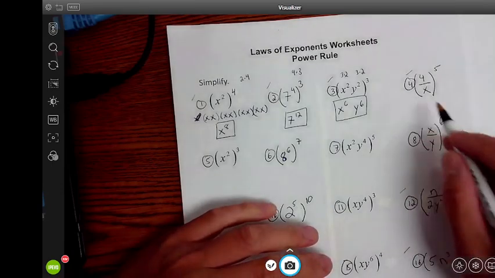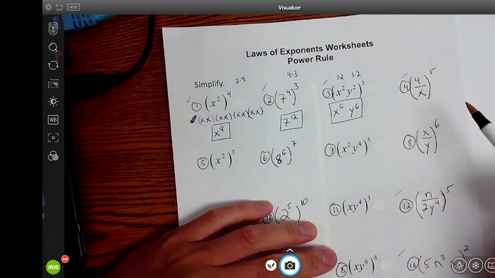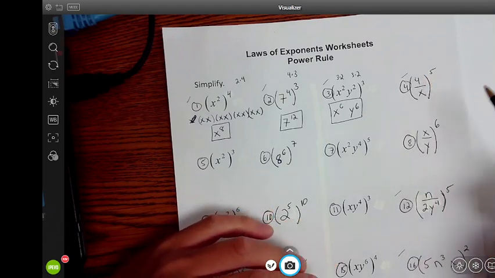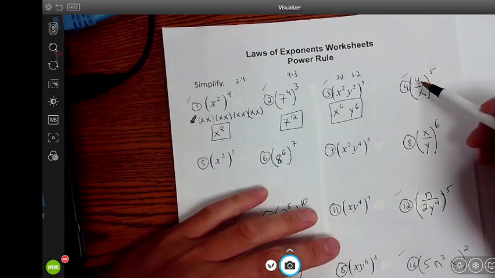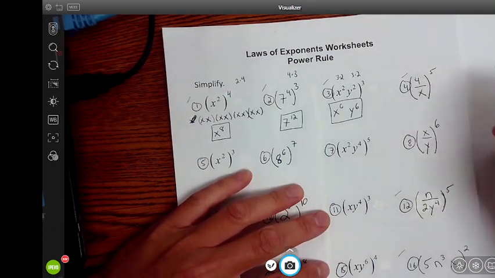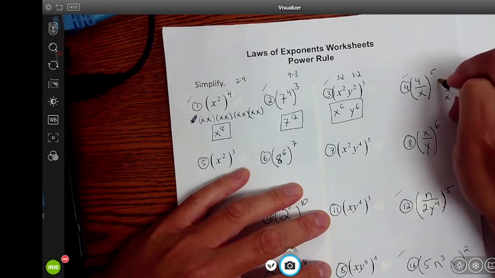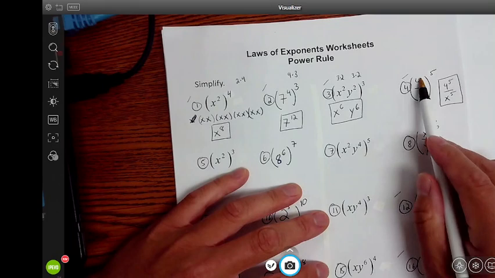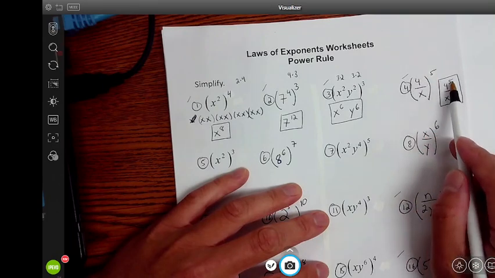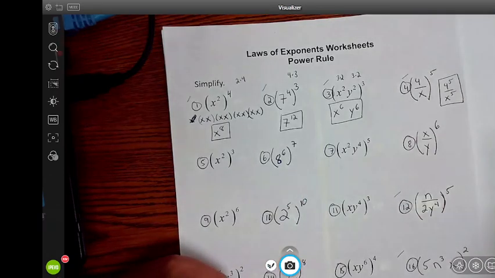Let's take a look at number 4. The exponent goes to every term inside the parentheses. Right now, there's a 4 and an x, so that 5 has to go to that 4 and x. So 4 to the 5th power, x to the 5th power, and that's all you can do with that one. It's like there's a 1 exponent on the 4. 1 times 5 is 5. And 1 exponent on the x. 1 times 5 is 5.